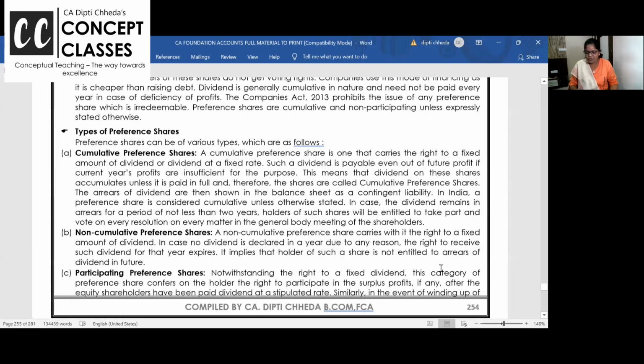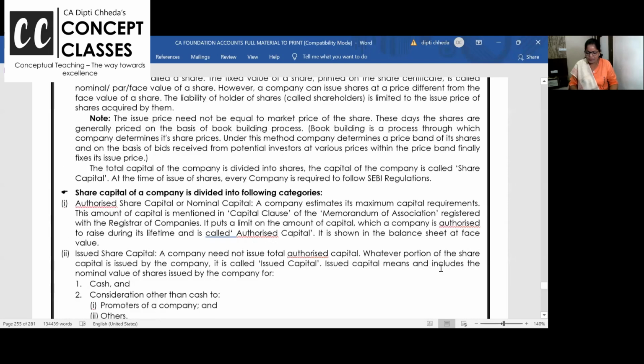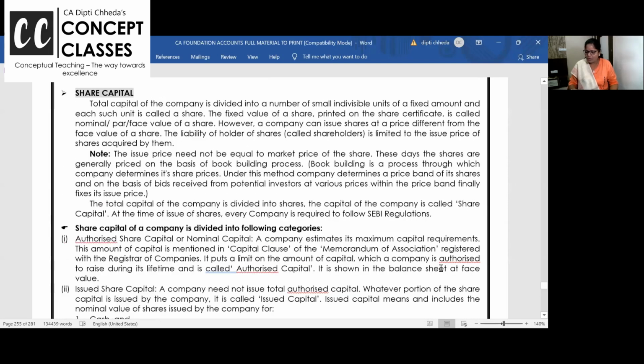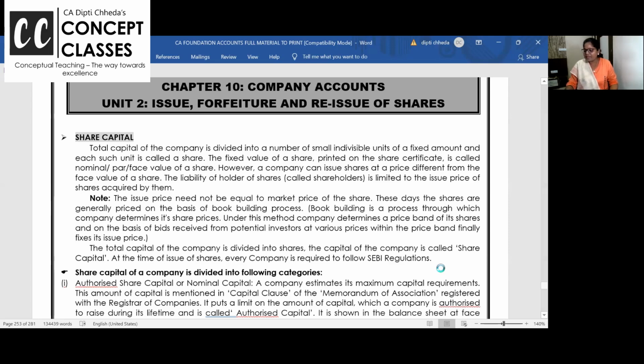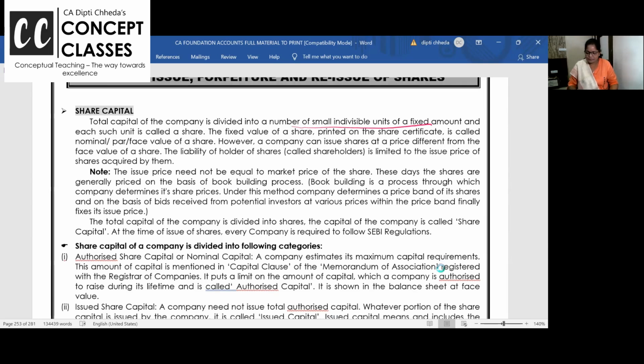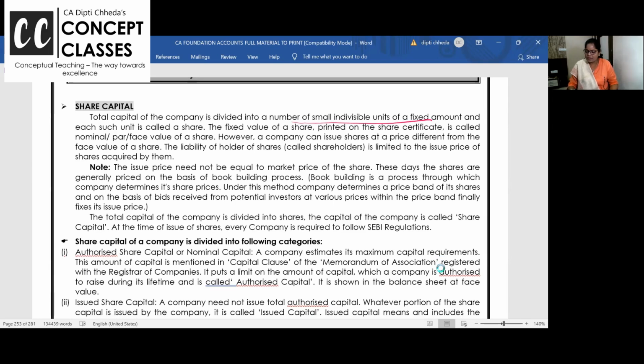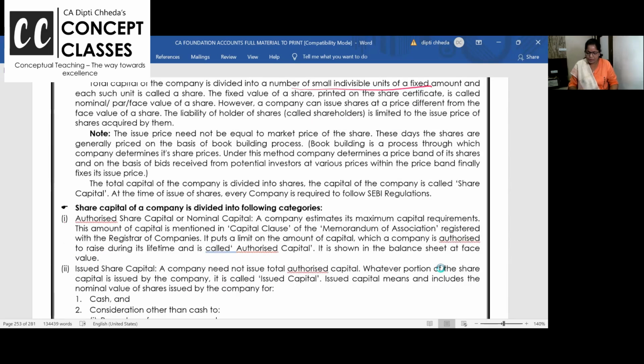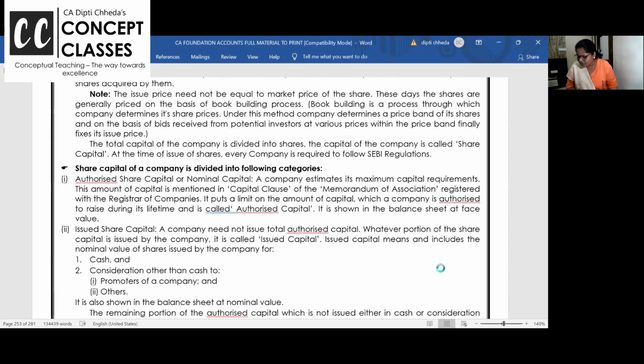I'm starting with unit 2. Unit 1 is overlapping with your law. So now share capital is the permanent money we collect from the public, and we call this as the share capital. And unit of measure is nothing but the shares.